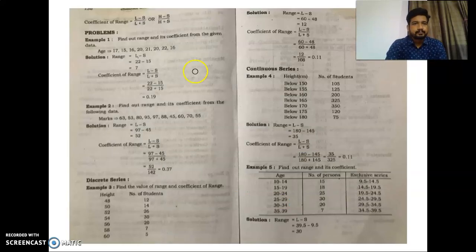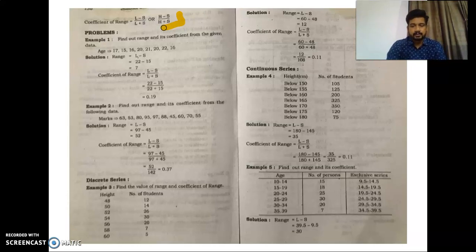Now here, as that was the formula of range, you will see the formula of coefficient of range. The coefficient of range formula is L minus S divided by L plus S, or instead of L you can use H minus S divided by H plus S. Okay, so we had two formulas.